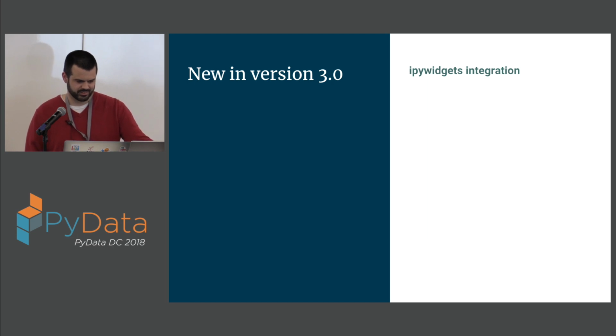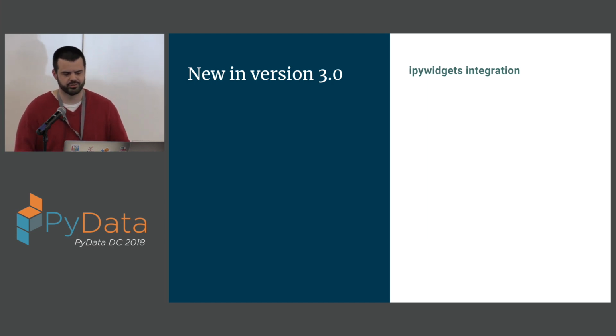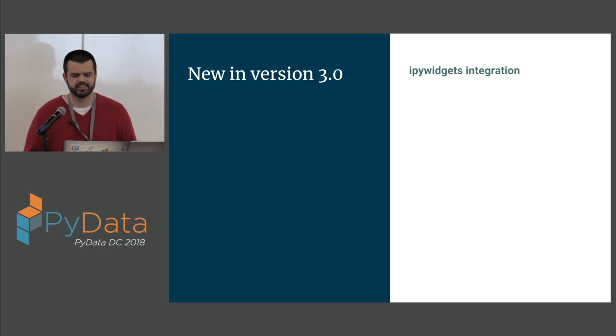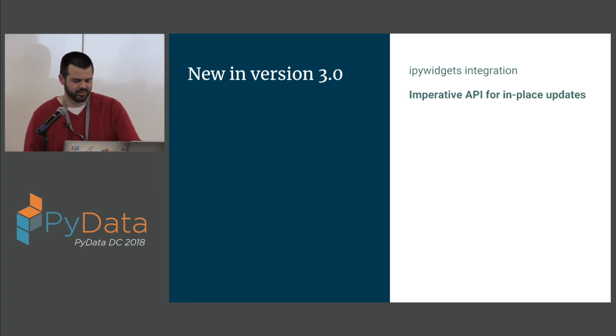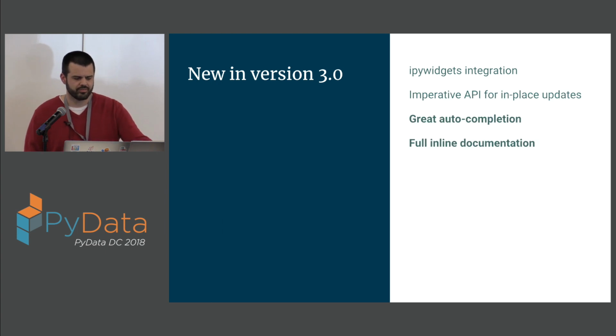All right, so here's just a quick summary of some of the features that were introduced in version 3. I'm going to go through these and then do some demos, and then talk about what's happened since then. So the biggest piece is this ipywidgets integration, and this has made it possible to display plots in the notebook and then update them in place after they're created. And we have a new imperative property assignment API for doing that.